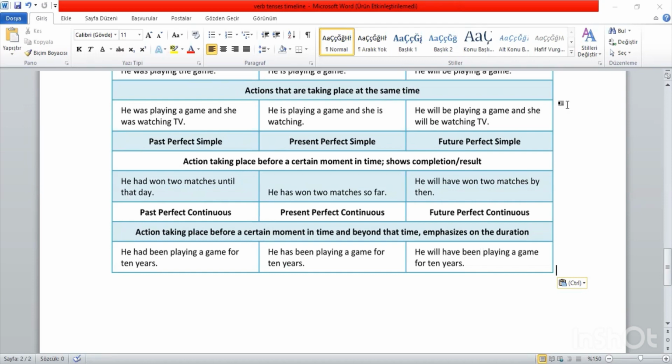You can see for all three perfect continuous tenses, we can see the answer to how long. For example, we can say all day, all morning, since my childhood, for 10 years, it doesn't matter. The most important thing is emphasizing how long something takes. If you want to use perfect continuous, you have to know that. So these are all 12 verb tenses in English.